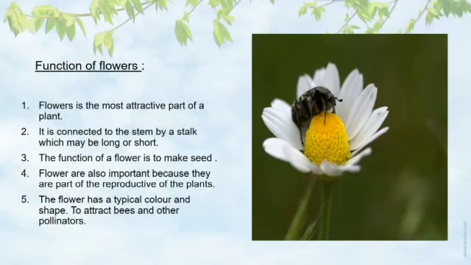Let's know the function of flowers. Flower is the most attractive part of a plant. It is connected to the stem by a stalk which may be long or short. The function of a flower is to make seed. Flowers are also important because they are part of the reproductive system of the plant. The flower has a typical color and shape to attract bees and other pollinators.